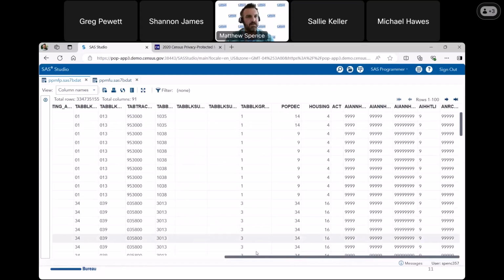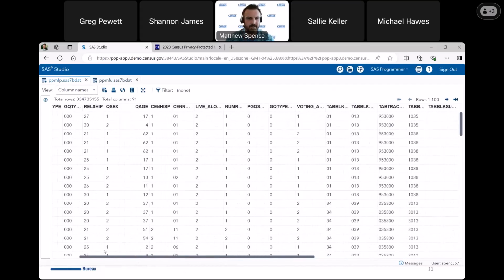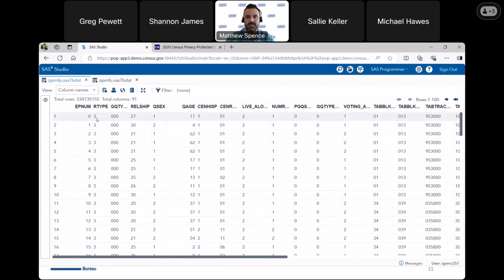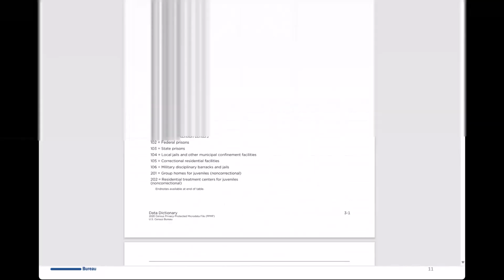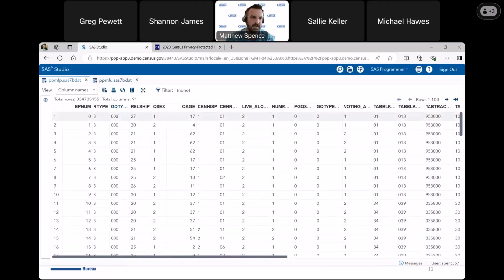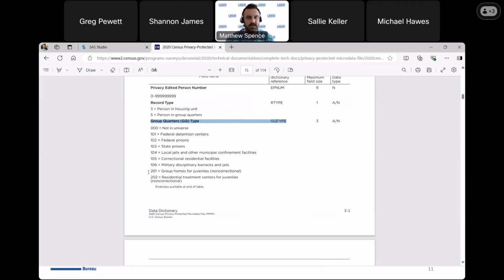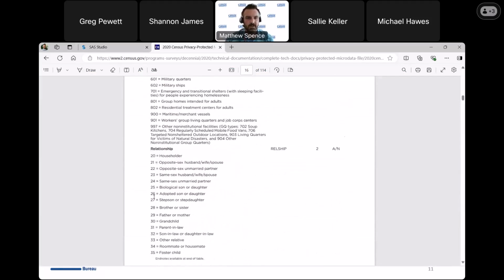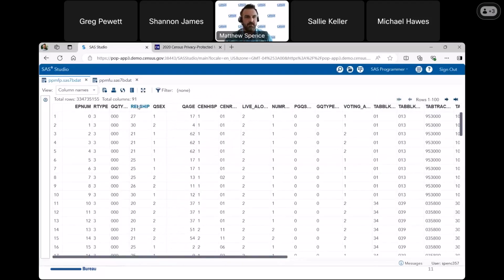So if I go back to here, I scroll back over, I can see, okay, R type 3, that means this person's in a housing unit. Great. And GQ type is the next variable. And you can see 000, not in universe, i.e. housing unit. 000, three zeros, they're in a housing unit, not a GQ. And then finally, you scroll down, what is 27? Oh, this person is a stepson or stepdaughter. That's what 27 means for RELSHIP. Great.